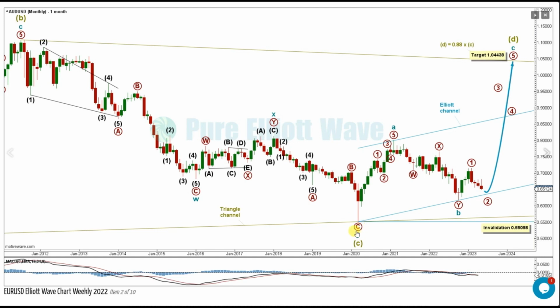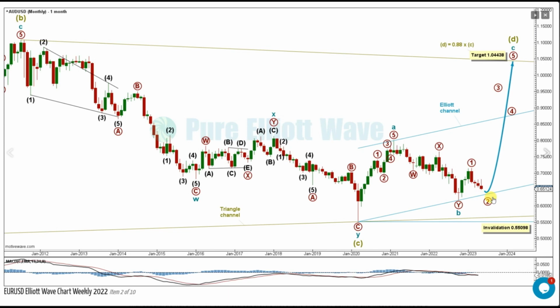So we have a zigzag A, B, C at cycle degree for supercycle wave D, with A and B likely complete. We've drawn an Elliott wave channel around this price action, which starts from the beginning of A, goes to the end of B. A parallel copy is drawn along A, so we could see some support to the downside for primary wave 2.